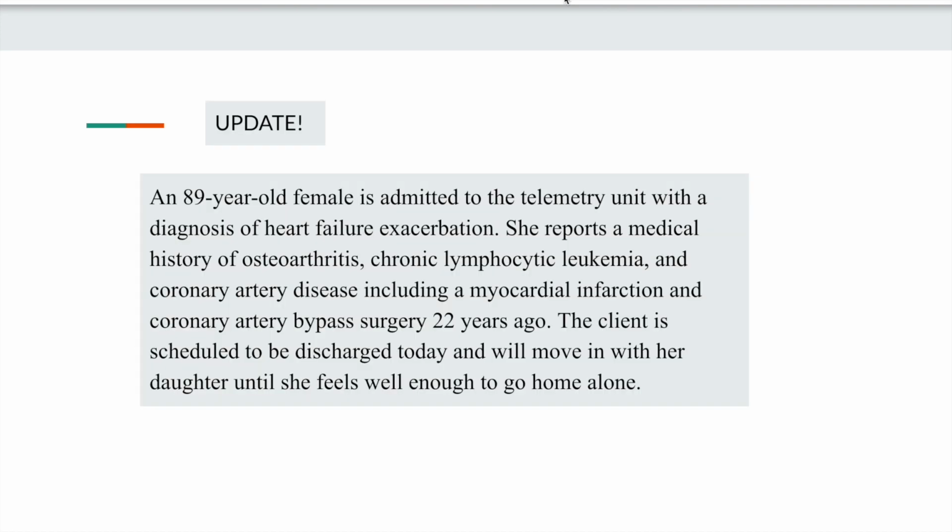Alrighty, so an update. I'll read it again, just so we get an understanding. An 89-year-old female is admitted to the telemetry unit with a diagnosis of heart failure exacerbation. She reports a medical history of osteoarthritis, chronic lymphocytic leukemia, and coronary artery disease, including a myocardial infarction and coronary artery bypass surgery 22 years ago. The client is scheduled to be discharged today and will move in with her daughter until she feels well enough to go home alone.